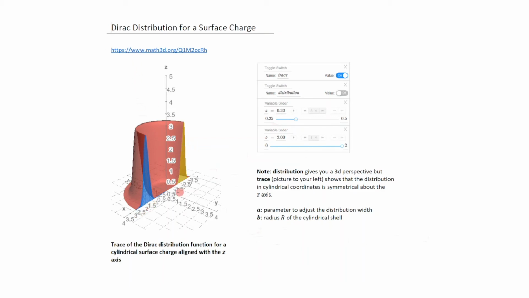Now this here is just representing the trace, but you can also toggle this so you can see the full distribution if you wish. So this is a way of picturing the distribution function.